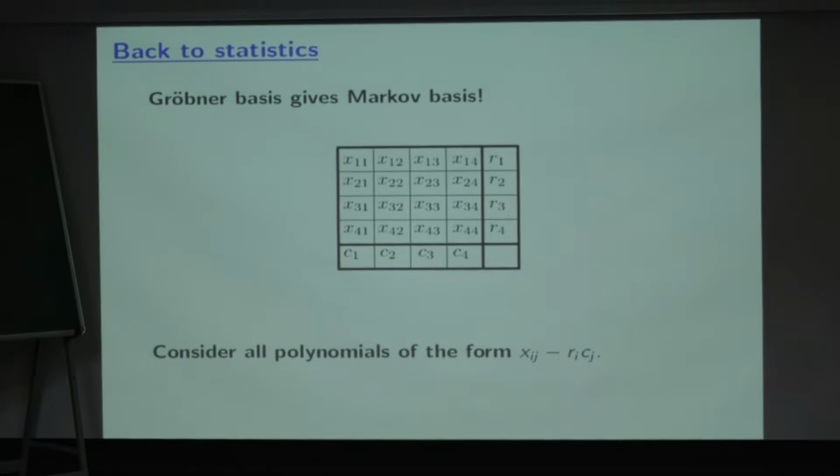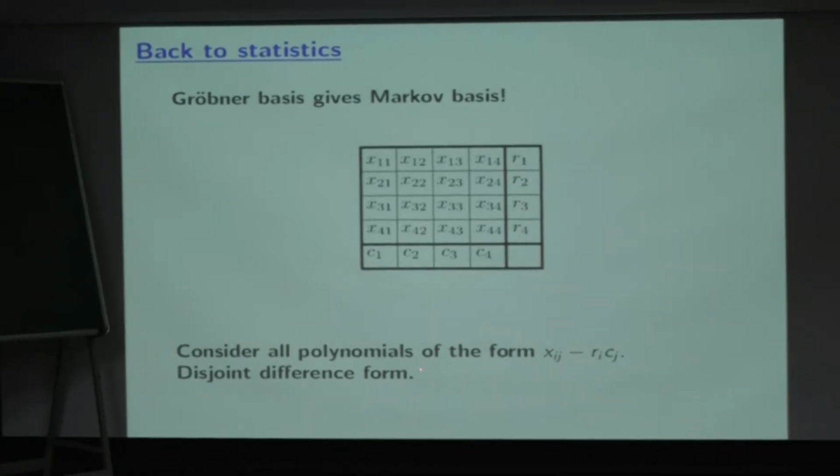So what you do is you consider all polynomials of the form xij minus ri times cj. So x32 minus r3 c2, x11 minus r1 c1. So you get, in this case, 16 such polynomials. Very simple polynomials, just binomials actually. They have a nice form. I have given the name, this is not a standard name, disjoint difference form. In the sense, you see there's a difference, something before the minus sign, something after the minus sign, and they are disjoint. No variable that occurs here will occur here. This is made up of only x, this is made up of only r and c. So I call it disjoint difference form.